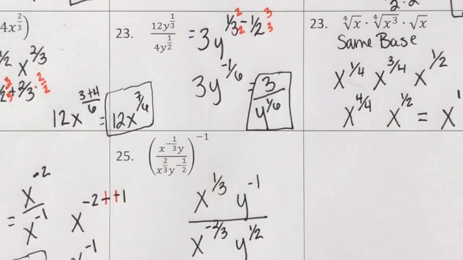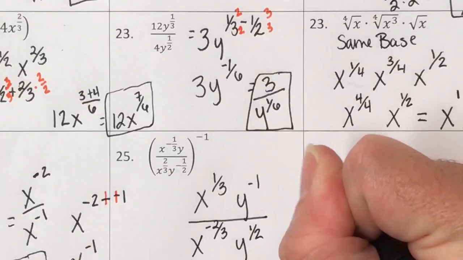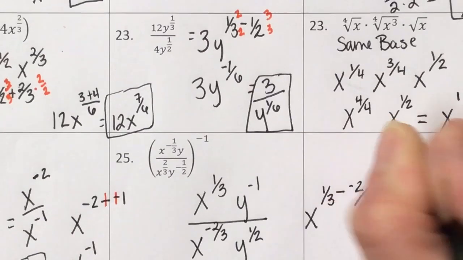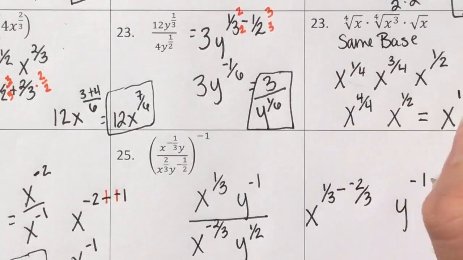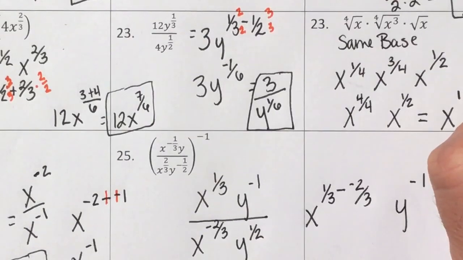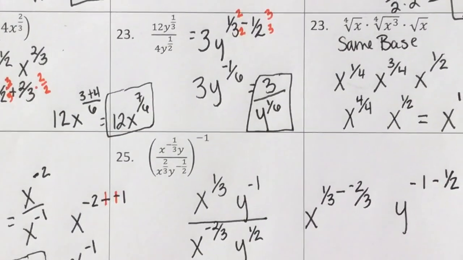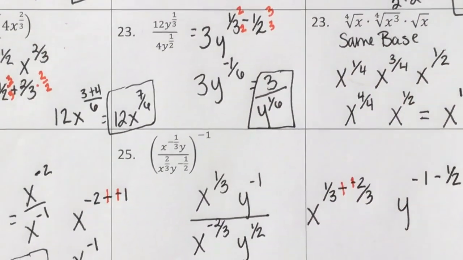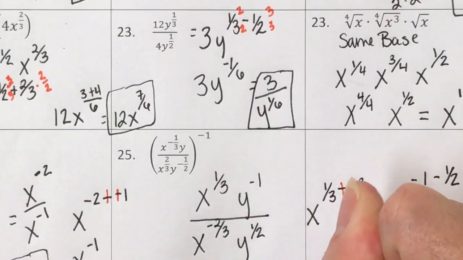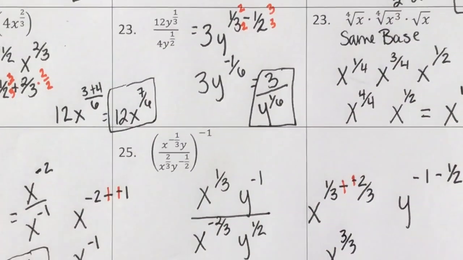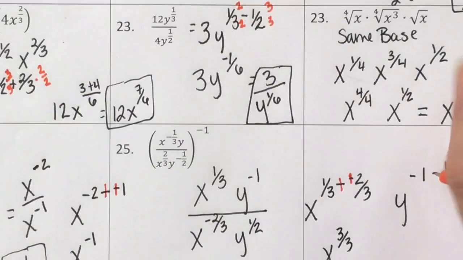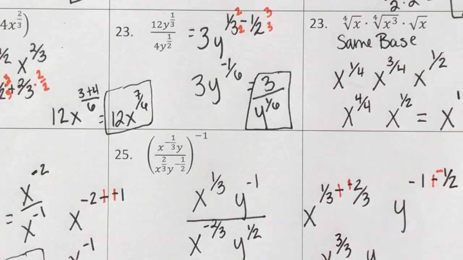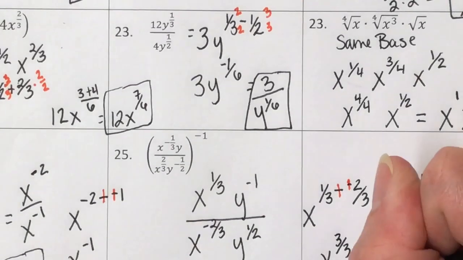Okay, then I'm going to go ahead and subtract my exponents. So 1/3 minus negative 2/3, and then negative 1 minus 1/2. So this becomes 1/3 plus 2/3, which is 3/3. And then negative 1 minus 1/2 becomes negative 1.5. Negative 1.5 is negative 3/2.